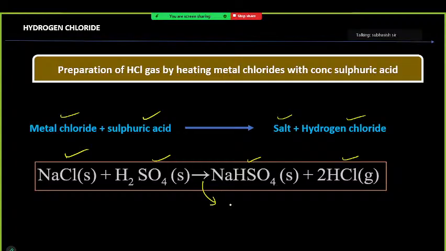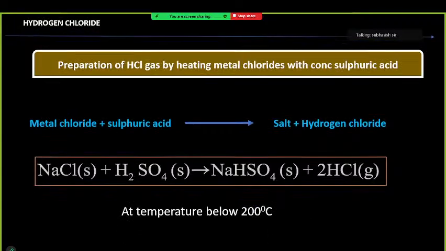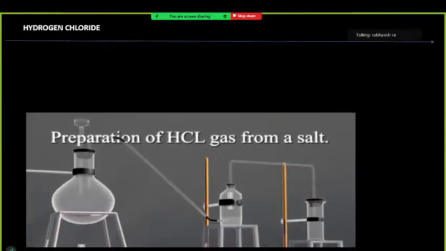The reaction temperature is generally maintained below 200 degrees Celsius. If you perform this reaction above 200 degrees centigrade, what happens? We should discuss later. So sodium chloride reacts with H2SO4 with the formation of sodium bisulfate and hydrogen chloride gas at a temperature below 200 degrees Celsius.